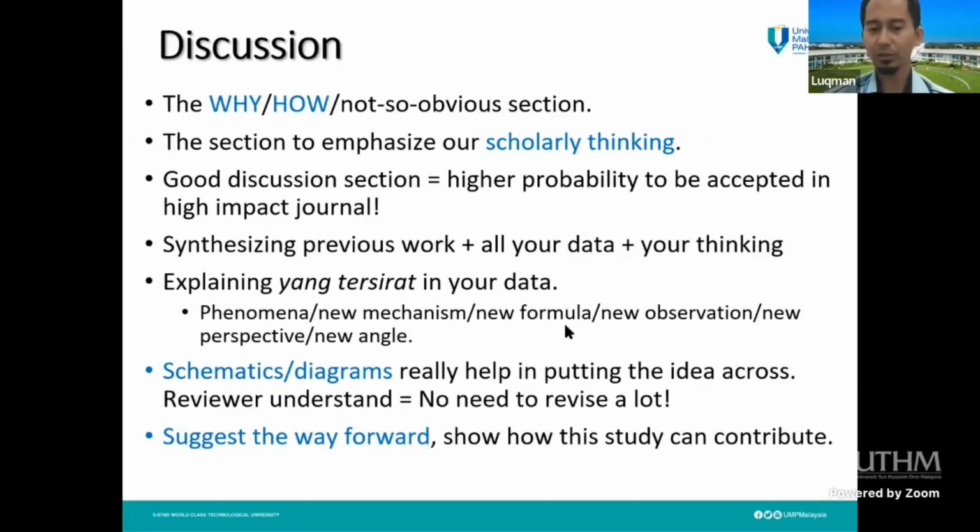A new formula you want to propose, a new observation, a new perspective, a new angle. Just don't underestimate yourself. You can actually give your own thinking. It is postulated that... and if there's no data showing an increase, then you can also give your own opinion.